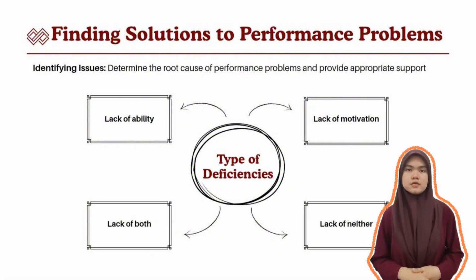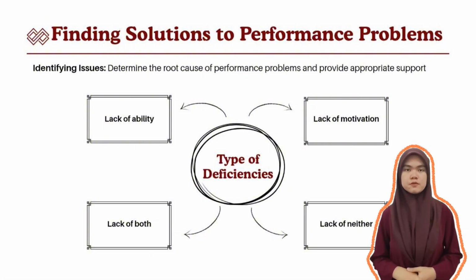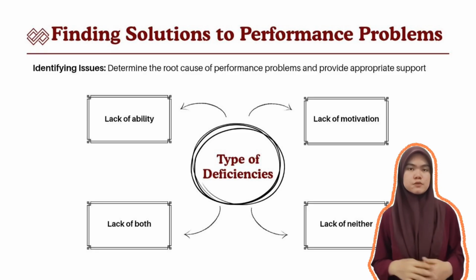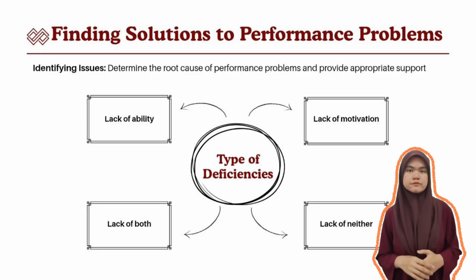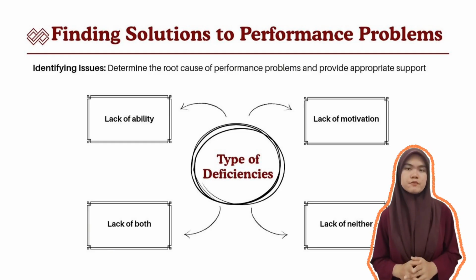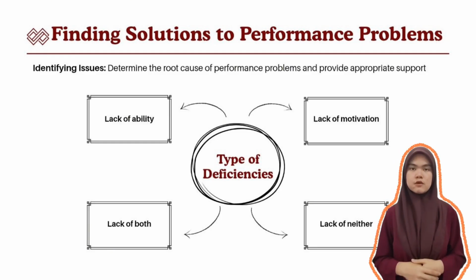After providing feedback, the next step is finding solutions to performance problems. Before deciding on any solution, managers must first identify the root cause of the issue. Understanding the actual cause helps ensure that the correct support or intervention is provided. There are four main types of performance deficiencies. The first is lack of ability.